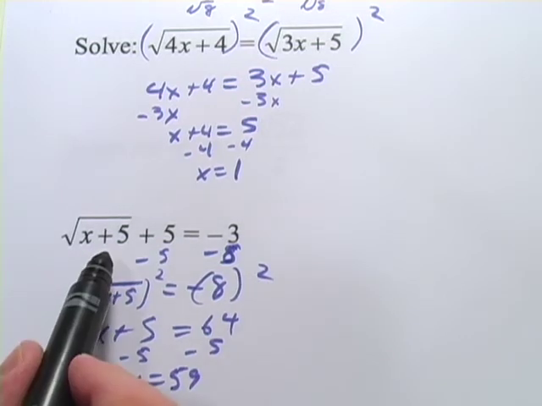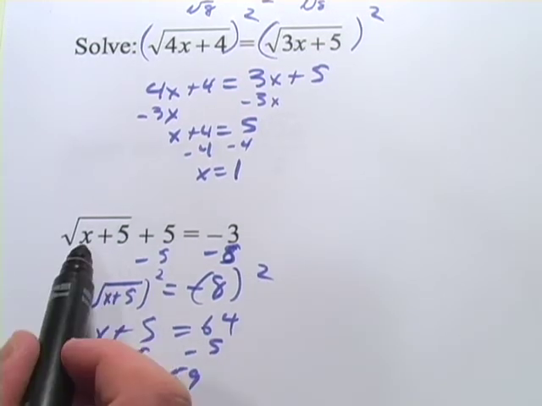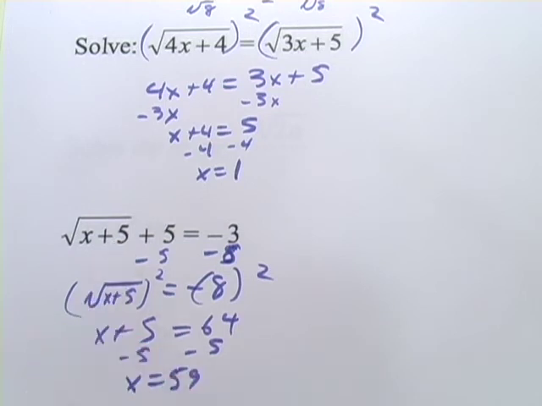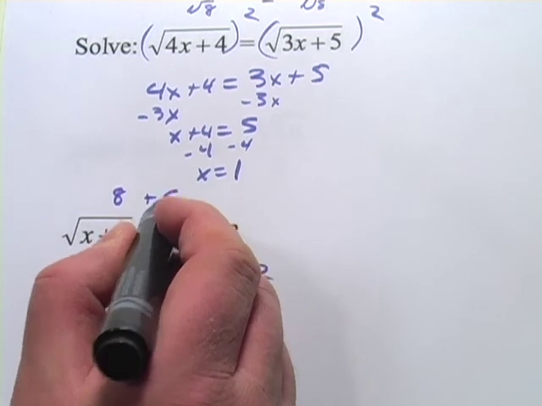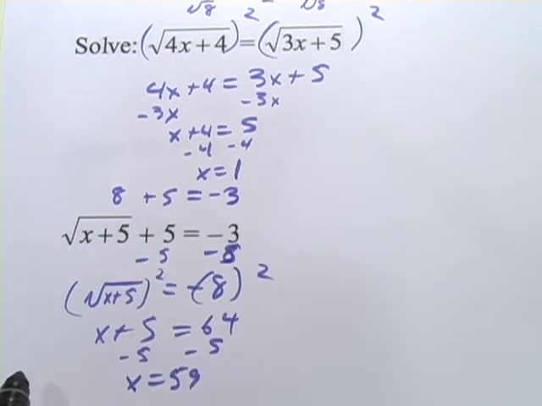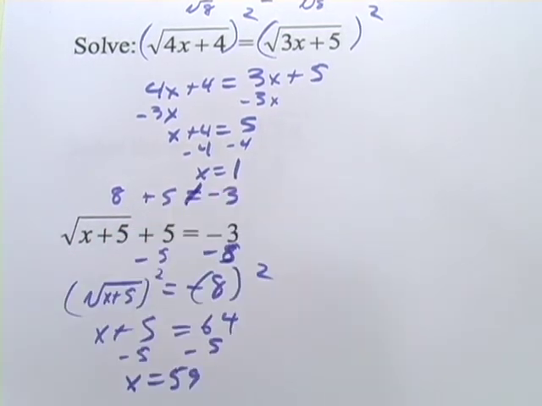But let's plug it back in here. So 59 plus 5 would be 64. The square root of 64 would be 8. So you'd have 8 plus 5 equals a negative 3, and that clearly does not work. So there is no solution for this particular problem.